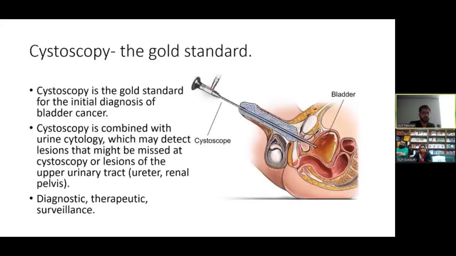Now, cystoscopy. Cystoscopy is the gold standard for the initial diagnosis of bladder cancer. Cystoscopy, when combined with urine cytology, may detect lesions that may be missed otherwise. All the patients in whom we have significant reason to believe that they are suffering from a bladder tumor should undergo a prompt cystoscopy in order to diagnose these lesions.